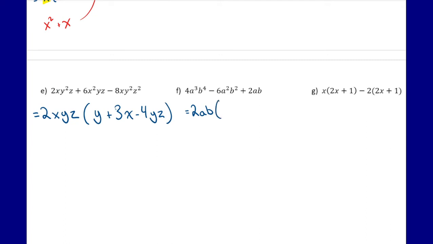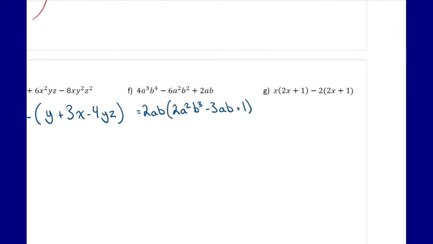Now to figure out what's left, once we remove that, we divide. Or we can think of 2AB times what gives me 4A cubed B to the power of 4. Either way you think of it, you should get 2A squared B cubed. For the next one, we have negative 3AB plus 1 for the last term.